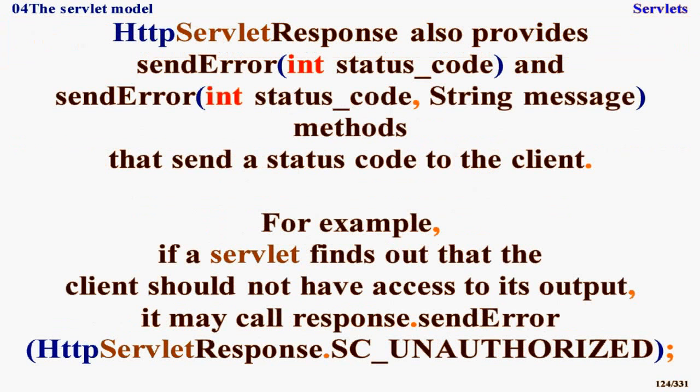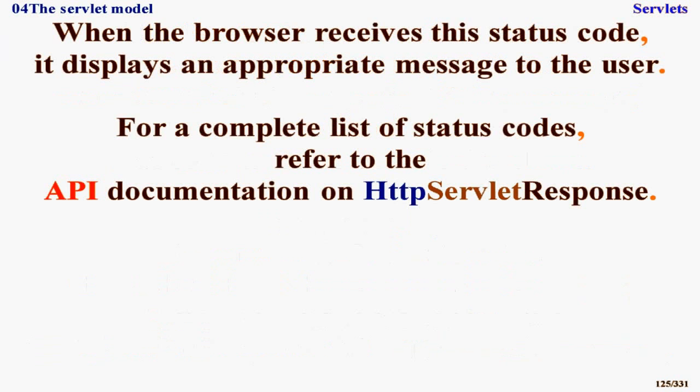HttpServletResponse also provides sendError(int statusCode) and sendError(int statusCode, String message) methods that send a status code to the client. For example, if a servlet finds out that the client should not have access to its output, it may call response.sendError(HttpServletResponse.SC_UNAUTHORIZED). When the browser receives this status code, it displays an appropriate message to the user. For a complete list of status codes, refer to the API documentation on HttpServletResponse.